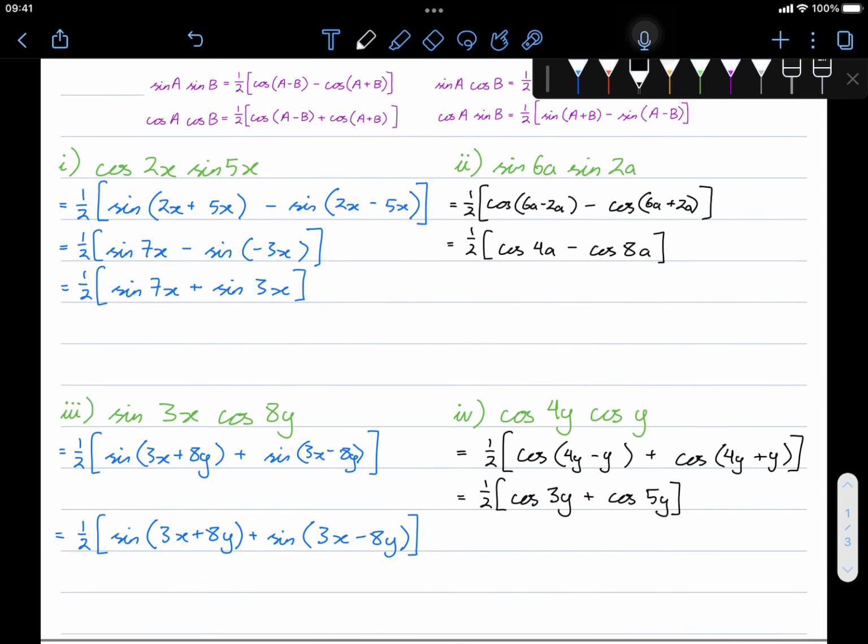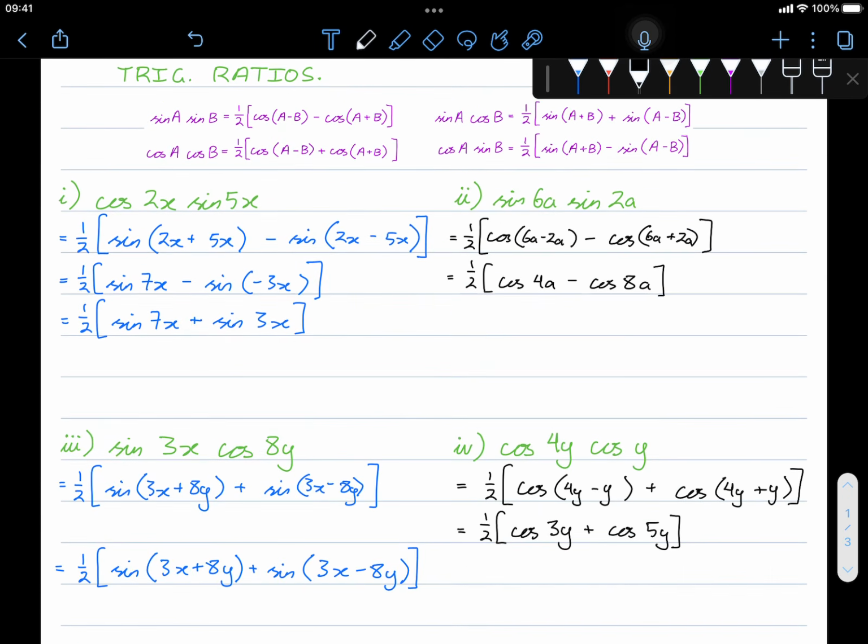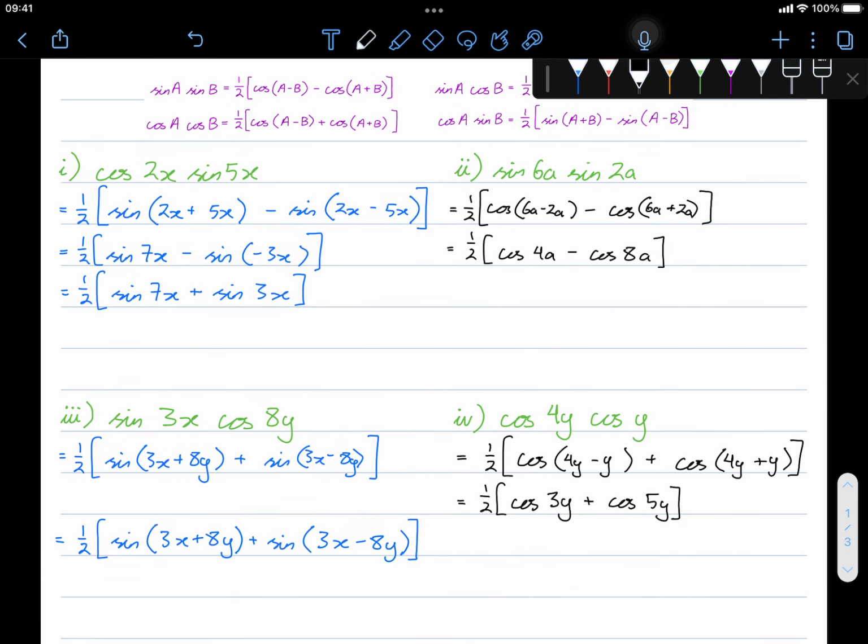So I hope that gave you an insight into how we can apply the product identities to expand given expressions.